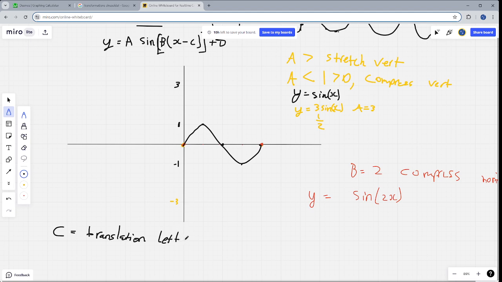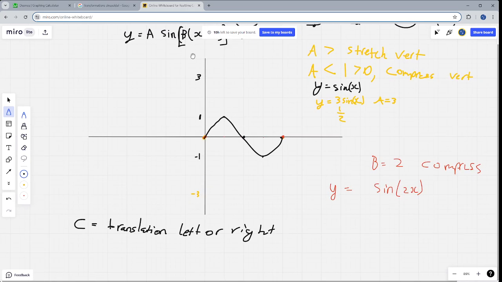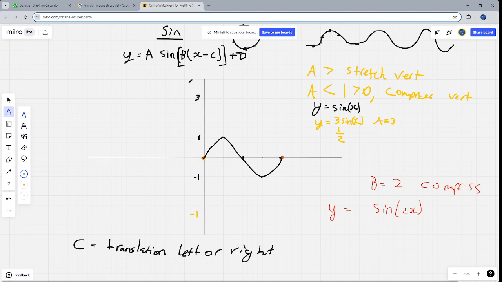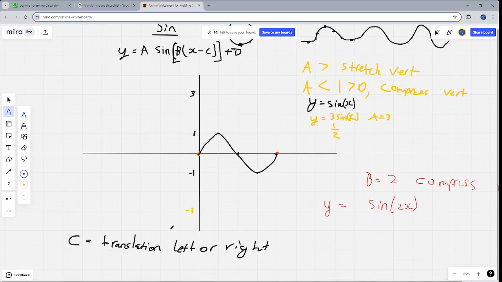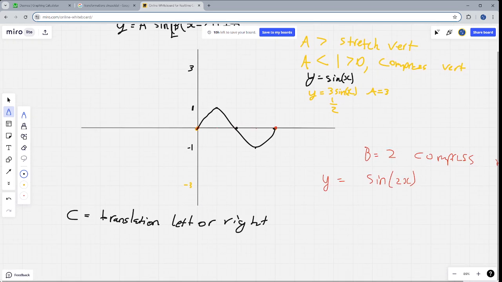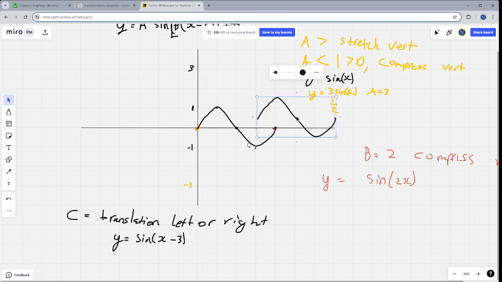Left or right. The only tricky part about C is that because it's in brackets, we have to go the opposite way, similar to how when you find the zeros of a function, you factor it and then you find the opposite sign. So if we do minus C, let's go something like y is equal to sine x minus 3. Since it's in the bracket, we're going to make it go the opposite way. And what that means is we're going to take this whole graph, right? And we're going to have to move it 3 units to the right.